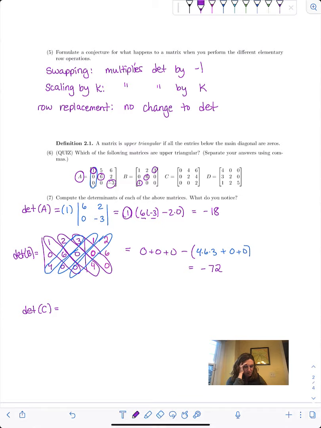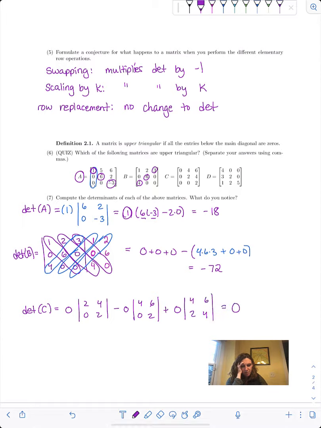So we go down that first column. So we have a 0 times the determinant of 2, 4, 0, 2 minus 0 times the determinant of 4, 6, 0, 2 and then another plus. Remember we do checkerboard. 4, 6, 2, 4, and those are all 0, which again you should notice is down that main diagonal. So we had one on the off diagonal because that is, I guess, if you look at the pattern, it kind of has zeros below the off diagonal, but we subtracted it instead of adding it.